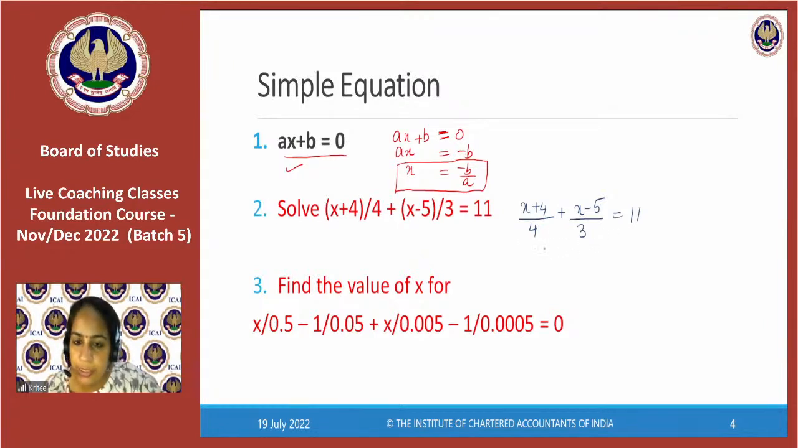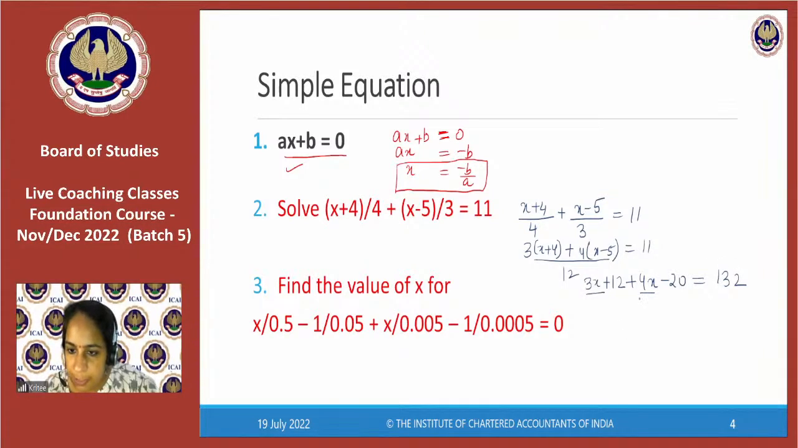What we can do is take the LCM. 4 3s are 12. 12 divided by 4 is 3, and 3 is being multiplied with this. Then 12 by 3 is 4, and 4 is being multiplied with this, equal to 11. The 12 divided here will go to the other side and be multiplied. So this becomes 3x plus 12 plus 4x minus 20 equals 132.